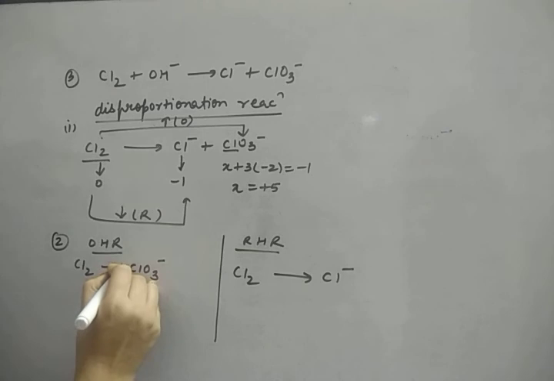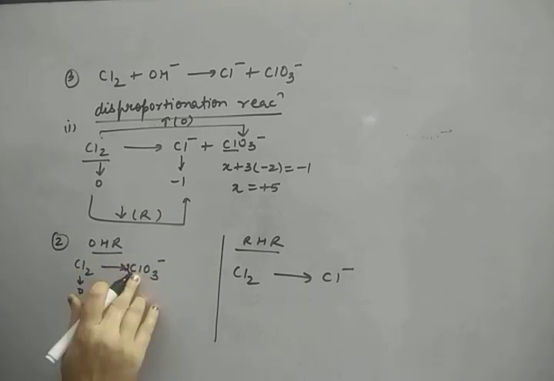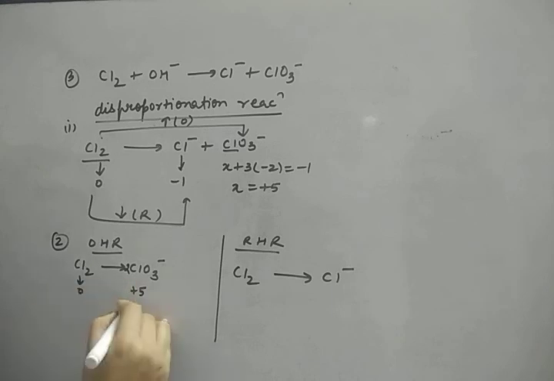Here Cl2, so I will write 2 here. What is the charge on 1 chlorine? 0. What is the charge on 1 chlorine? It is +5. Now if charge on 1 chlorine is +5, 2 chlorine will be 10. Okay, and here it will remain 0 only. So I will write 10 electrons here. Okay, because oxidation means loss of electrons, so 10 electrons will come here.